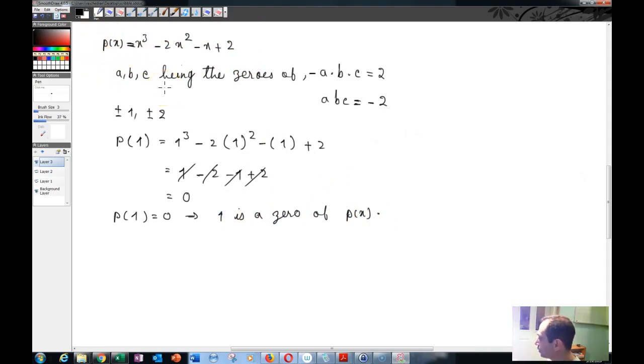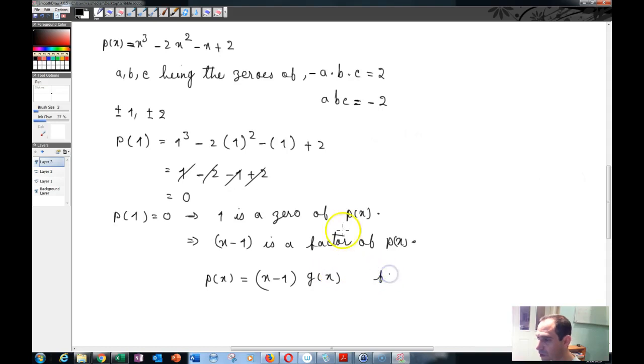Now since 1 is a 0 of P of X, then X minus 1 is a factor of P of X, and so what that means is that you can write P of X as this factor X minus 1 times some polynomial G of X, G of X being some polynomial.